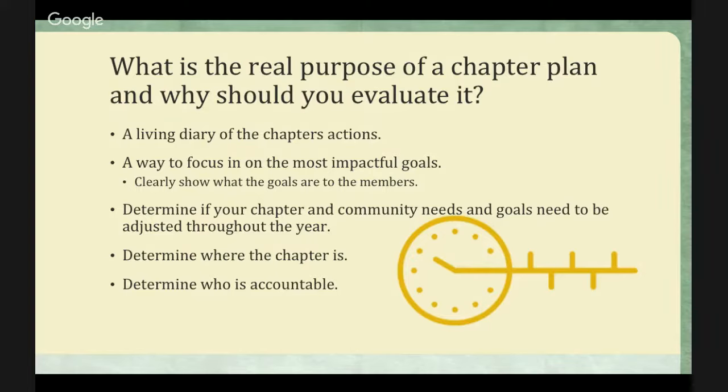It determines if your chapter and community needs and goals need to be adjusted throughout the year, determines where the chapter is in terms of community impact, as well as chapter needs, like if they need more members or if they need to be doing more projects, and determines who is accountable for them as well.